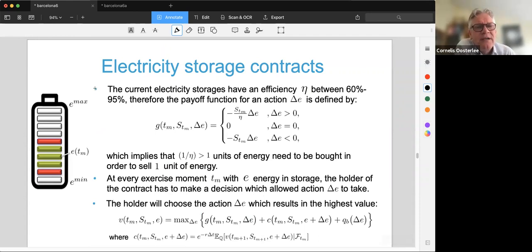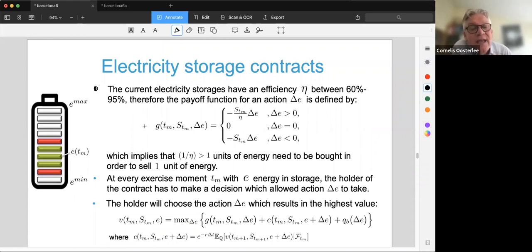Now, what about the efficiency? The efficiency is very important because when you buy and you sell, you lose something because of the efficiency. You may not get 100% of your electricity bought that can be released. So there's an efficiency of a storage. And of course, that improves all the time nowadays. And there's a lot of investment in research and development in this area. So this efficiency improves, but the current electricity storages are between 60 and 95%.